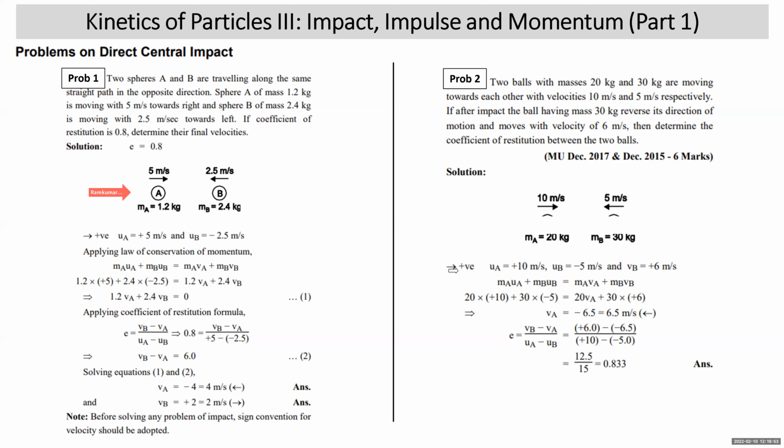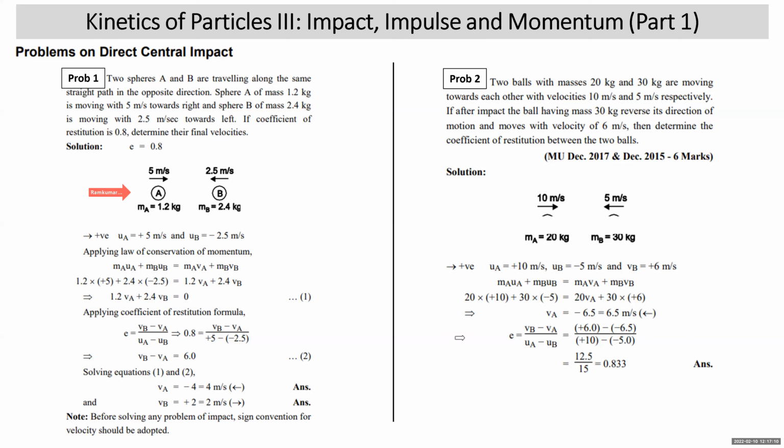Adopting the sign convention towards right as positive, UA is plus 10 since to the right. UB is minus 5 since to the left. VB, he is saying for ball B, it reverses direction. That means ball B's initial velocity just before impact was to the left, so after impact it is to the right. So he has given that VB is plus 6.